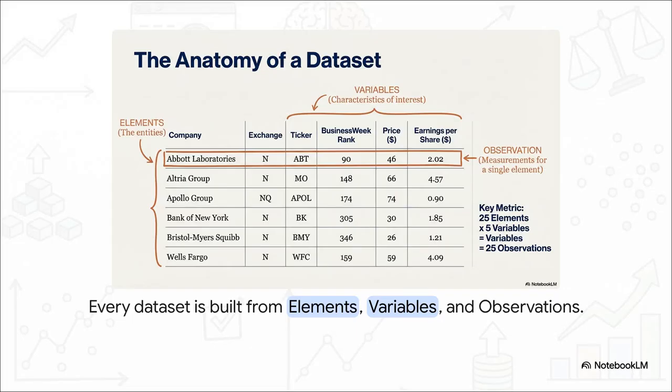Okay, so take a look at this. Any data set, I don't care how complex it looks, is built from three simple things. First, you have your elements. Those are the things you're studying, like the companies listed here. Then you've got variables. Those are the characteristics you're curious about, like stock price or earnings per share. And an observation? That's just one full set of measurements for a single element, like that whole row for Abbott Labs. That's it. That's the basic blueprint for all data.